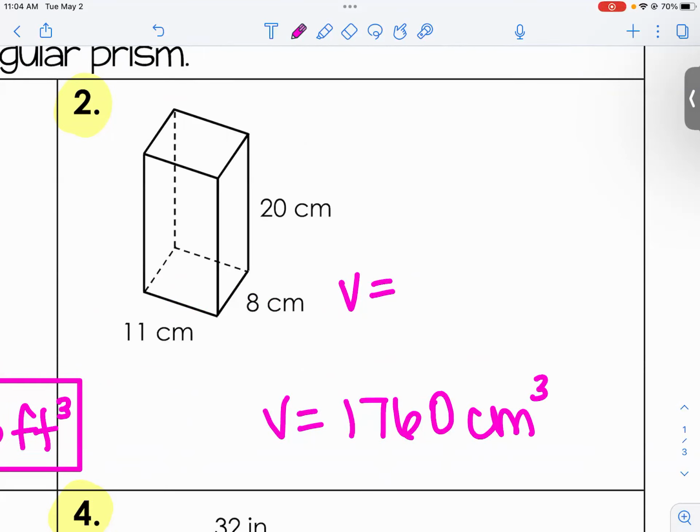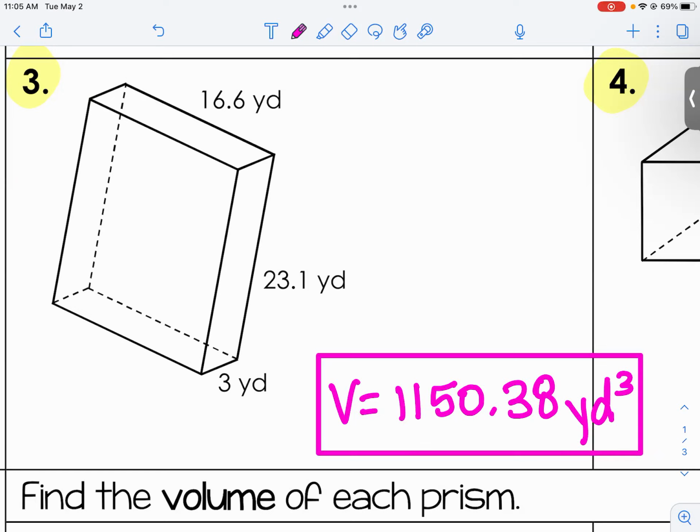Awesome. Okay. Bennett, what did you get for your volume in number 3? 1,150.38 cubic yards. Yards cubed is fine. So Corin agrees with this. Can I get some head nods, yes or no, on agreement here? Ariana, how did Bennett get this number? Multiply length times width times height. So 3 times 23.1 times 16.6.